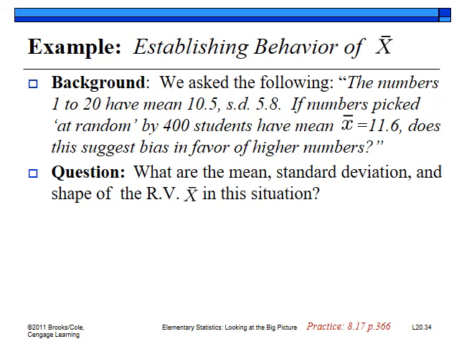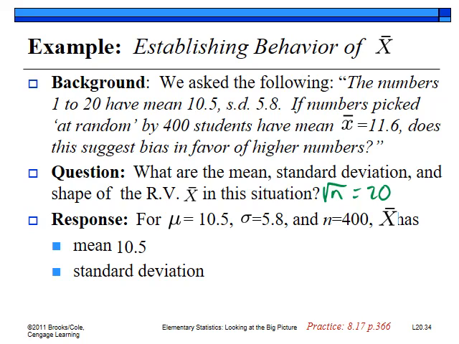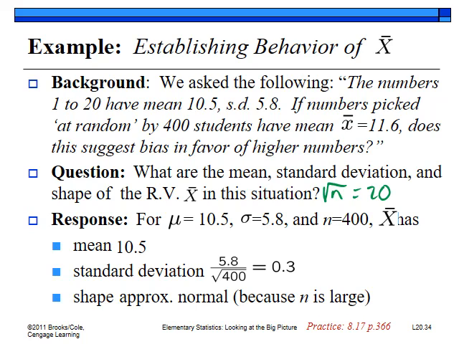So here's our question. For this random variable x bar, what are the mean, standard deviation, and shape? Well, again, if we assume that the mean in the population is 10.5, then x bar ought to have mean 10.5. Since n is 400, that means the square root of n is 20. So the standard deviation for x bar would be 5.8 divided by 20, which ends up being about 0.3. And 400 is a very large sample size, so that's going to be very normal.